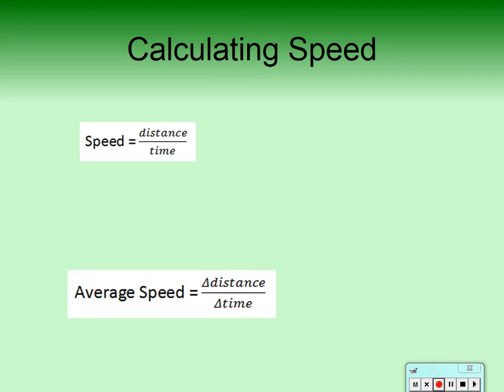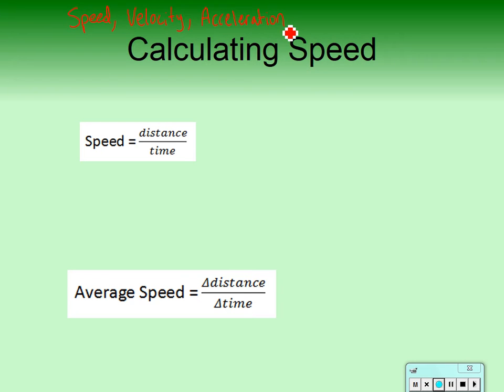Before I start, let me give you an overview of what we're going to talk about in this video. We're going to start by talking about how to calculate speed. Then we're going to calculate velocity. And then we're going to end the video by talking about how to calculate acceleration. Each one of them is very different and requires different equations.